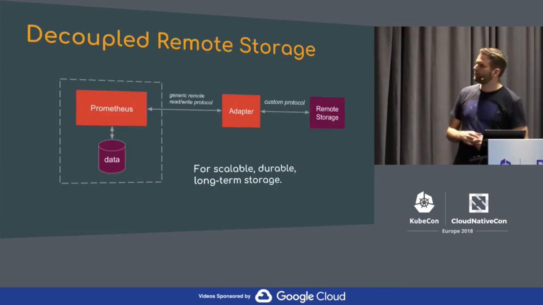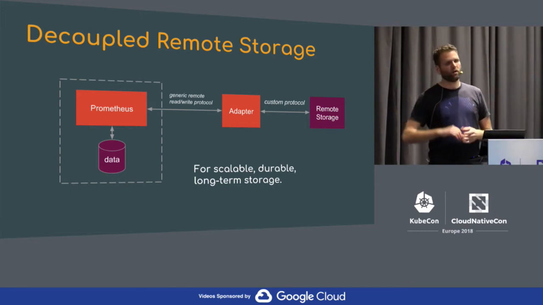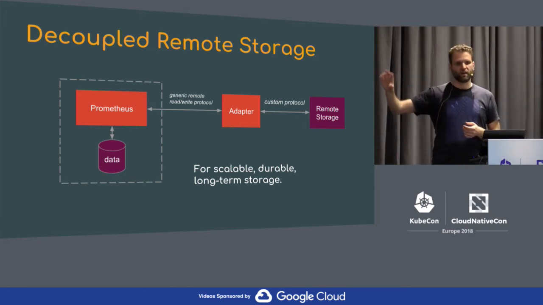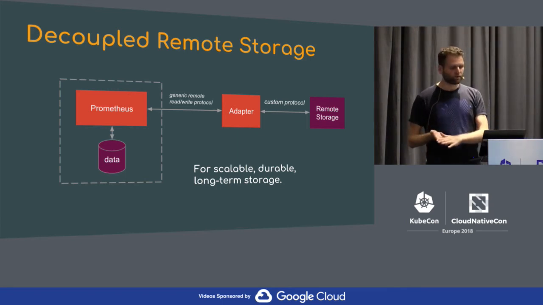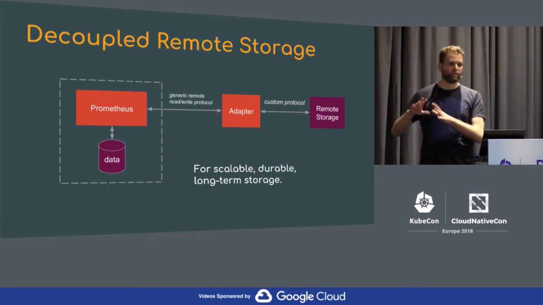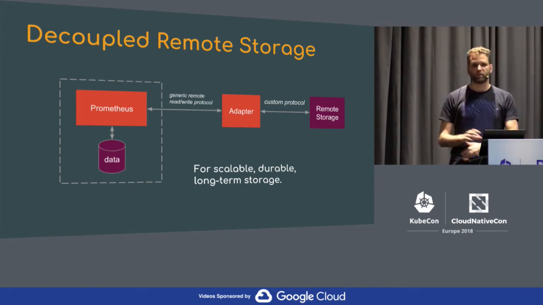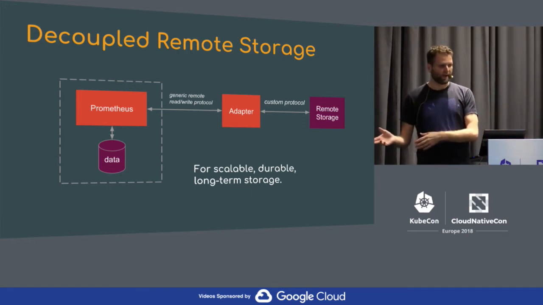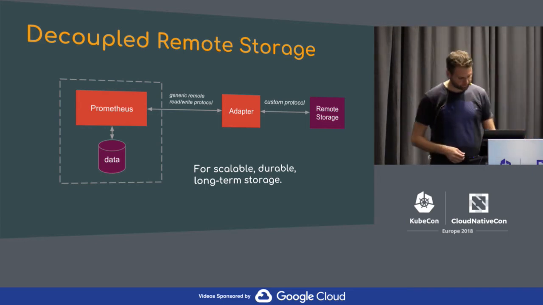For people who do want to keep data more durably and longer, there's decoupled remote storage support, where you can tell Prometheus to ship all its samples to a remote endpoint, and then that can choose to store it in a remote system. For example, InfluxDB supports that now. We have adapters for Graphite. There's Cortex from Weaveworks. There are over 10 integrations in this space now that allow you to write Prometheus samples to a scalable, durable backend system, and some of them also allow you to read that data back through Prometheus again.